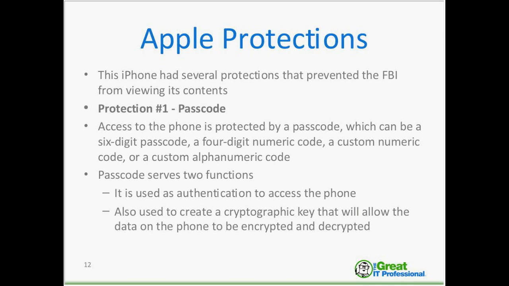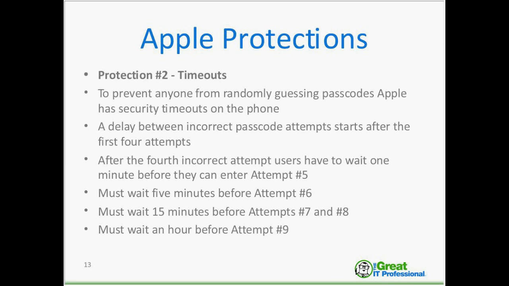The second protection that Apple had on their iPhones was simply a timeout. To prevent someone from picking up the iPhone and just randomly guessing my passcode, Apple had delays built in. I could enter 4 incorrect attempts with no penalty, but when I tried to enter attempt number 5, I was forced to wait 1 minute. If it was incorrect, then I had to wait 5 minutes before I could make attempt number 6, and so on down the line. This was obviously to prevent someone from picking up my phone and just trying to randomly guess what my passcode was.